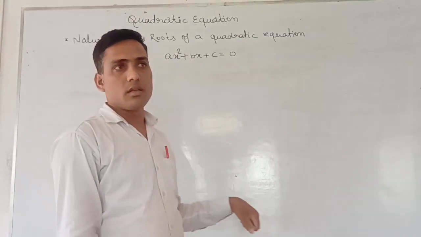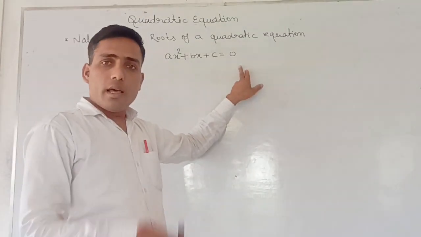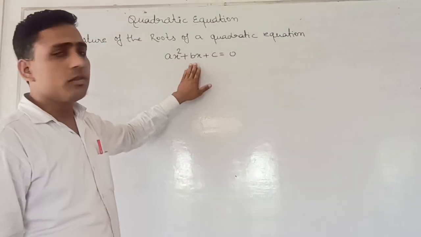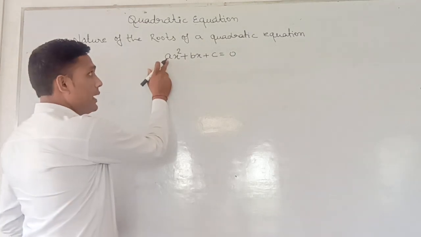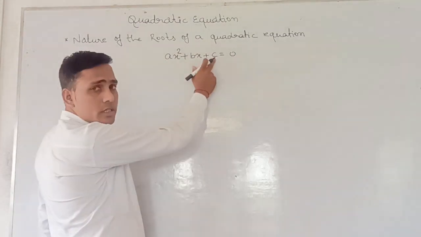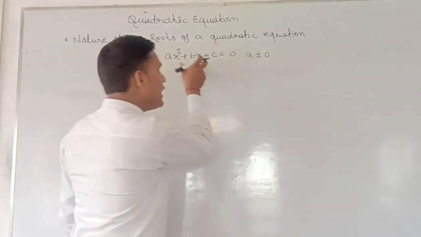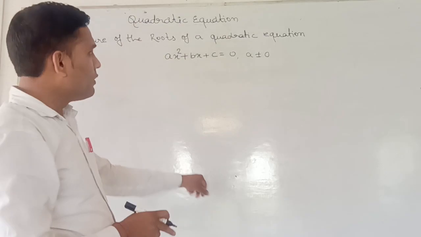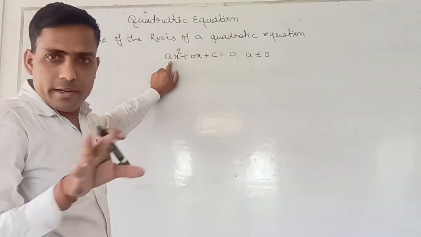Our question is on quadratic equations. ax square plus bx plus c equal to 0 is the standard form of a quadratic equation. What is a? a is the coefficient of x square, b is the coefficient of x, and c is the constant term, where a does not equal 0, then it will be a quadratic equation. Otherwise, if a is 0, then it is not a quadratic equation.